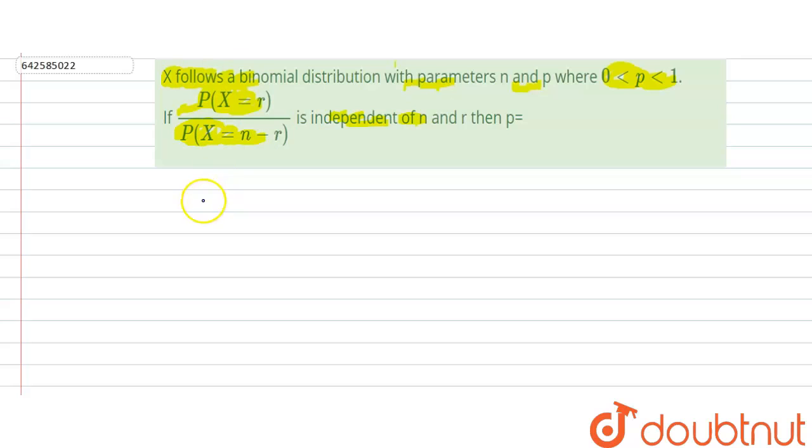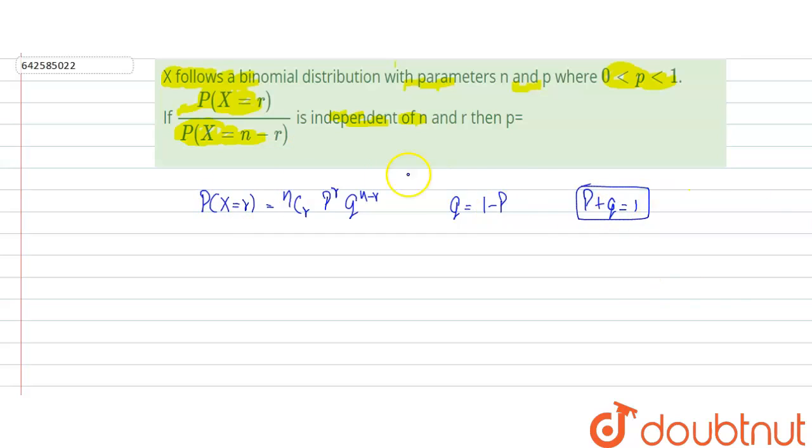Okay, so we're going to start this question by writing that P(X = r) is given by nCr into p to the power r into q to the power n minus r, where q is equal to 1 minus p and the value of p plus q will be equal to 1. This is the general formula for P(X = r).